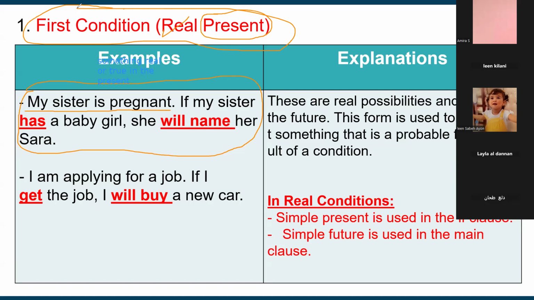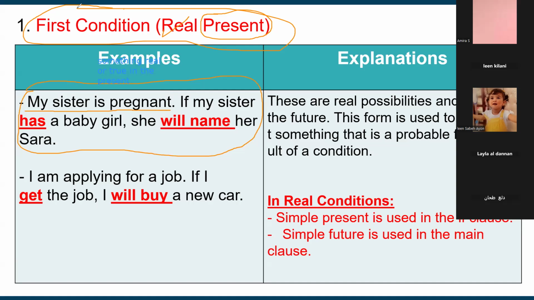We said we have three types. Wait, Leen, we have three types: first condition, second condition, and third condition. So, if I am talking about something which is real now in the present, which type shall I use? The first condition. Bravo. The first condition. Okay, how can I use the first condition in a sentence? By using a real fact and the present tense.